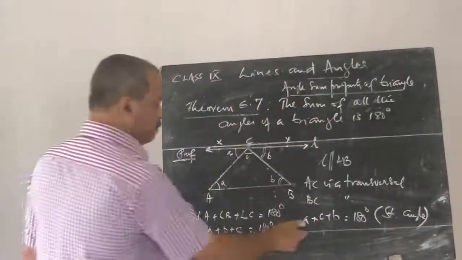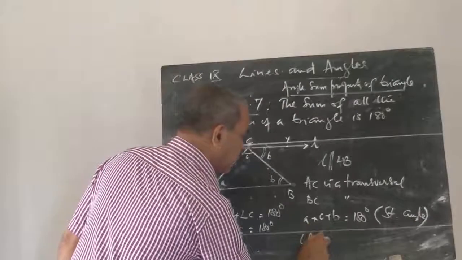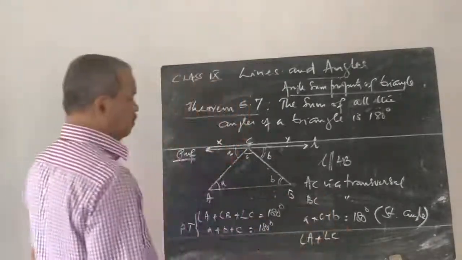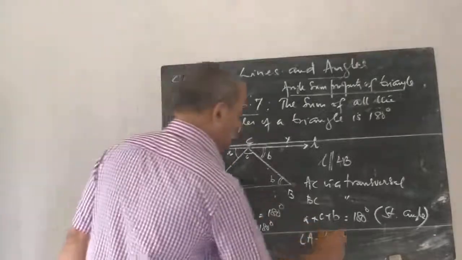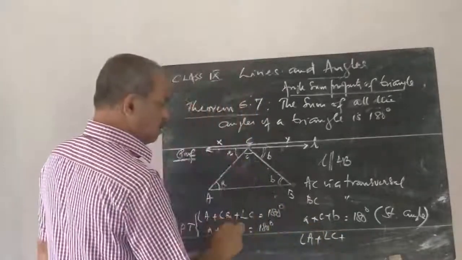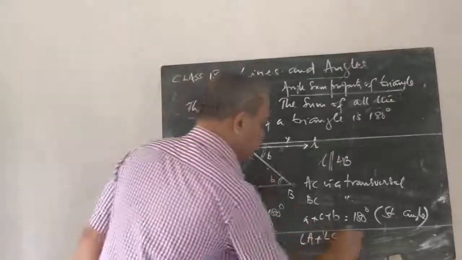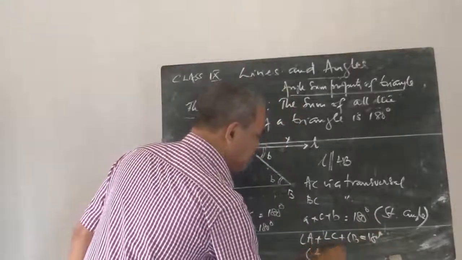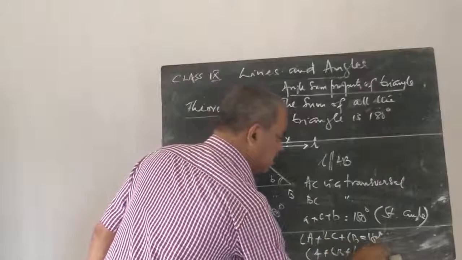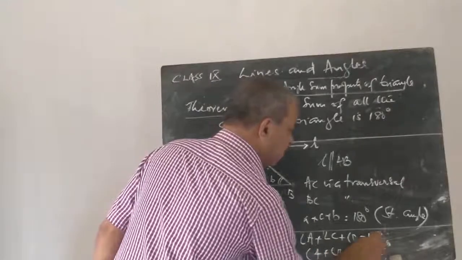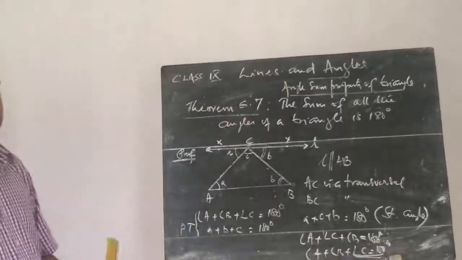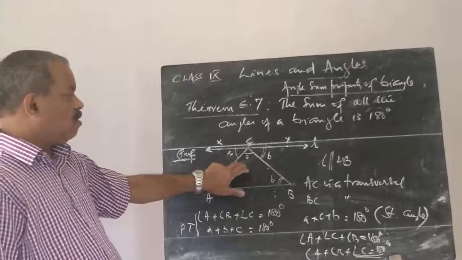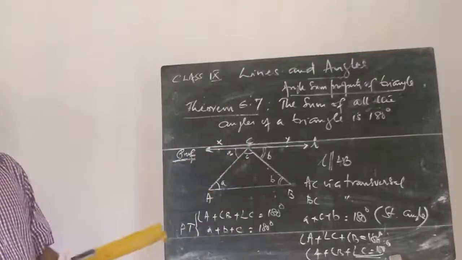So what is A? A means angle A, plus angle B, and C means angle C, equal to 180 degrees. That is, angle A plus angle B plus angle C equal to 180 degrees. This is what is called the angle sum property of a triangle, using the idea of parallel lines and transversal.